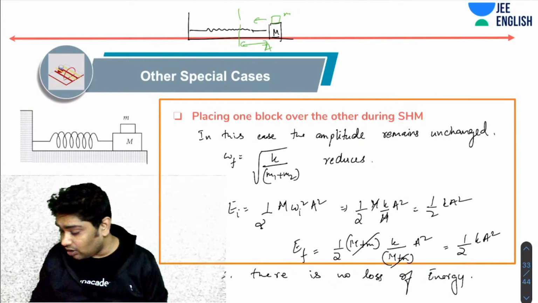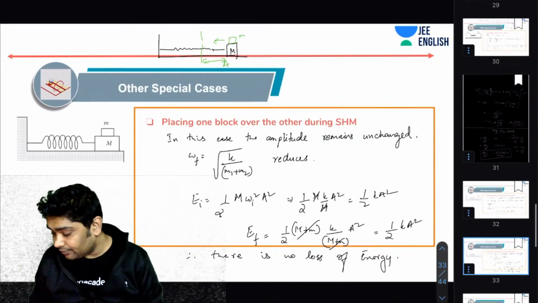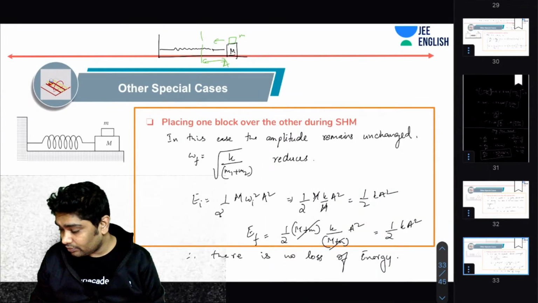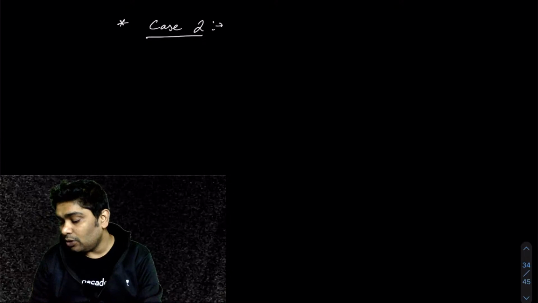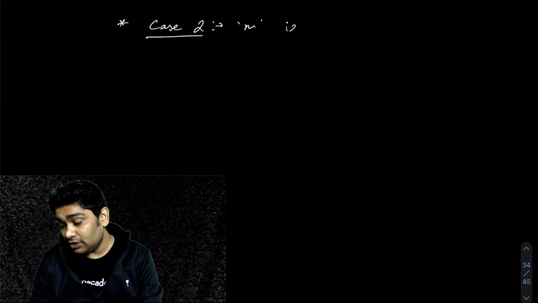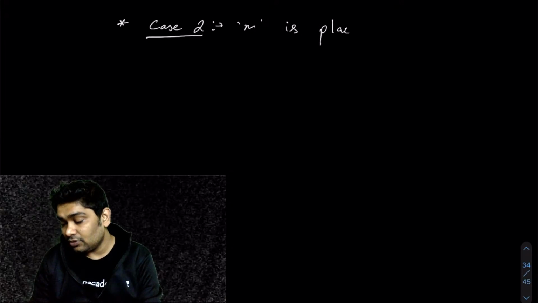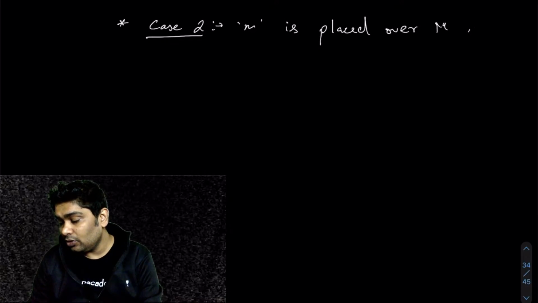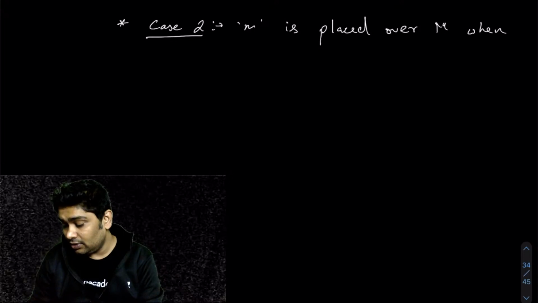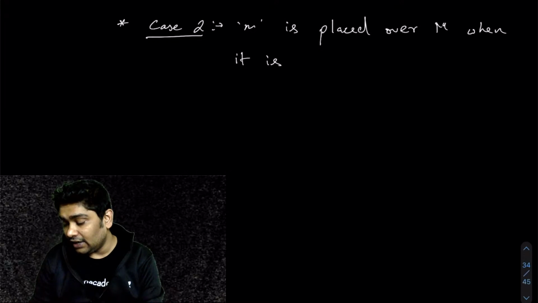Now let's talk about the next possible case. Case 2: small m is placed over capital M when capital M is at its mean.